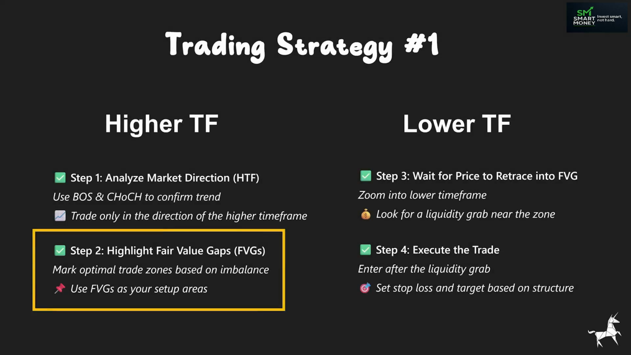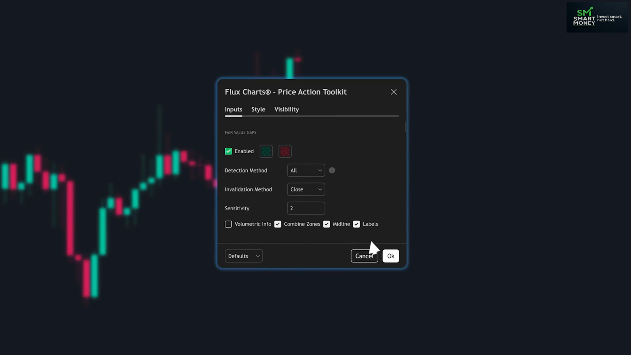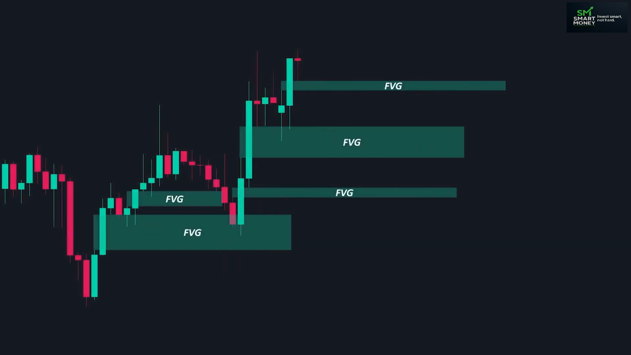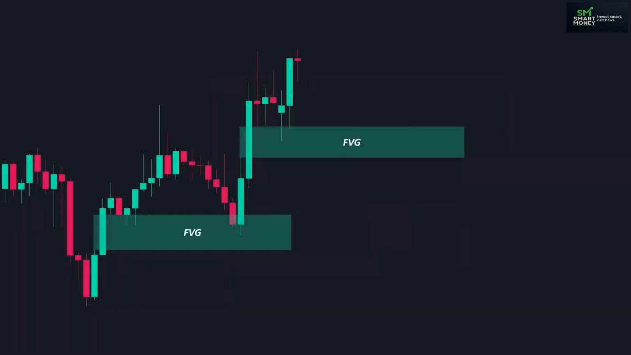Next, we have the fair value gaps. If you enable this option in the indicator settings, they will appear automatically on the chart. The fair value gaps represent the imbalances on the price chart where there is a gap between the fair value of the price. In the Settings tab, increasing the sensitivity removes smaller gaps and only shows the larger ones. There is a higher chance that the market later returns to fill these gaps as the price looks for balance. We will use these gaps as key areas of interest, expecting possible price reactions.